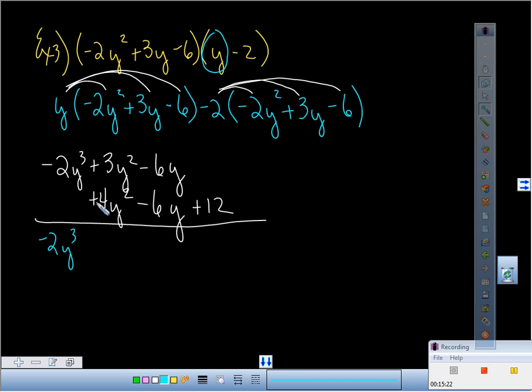What's 3y squared plus 4y squared? 7y squared. What's negative 6y and negative 6y? Perfect. And then plus 12. So that's just another way to do it. This is called vertically. The other one's horizontally, of course.